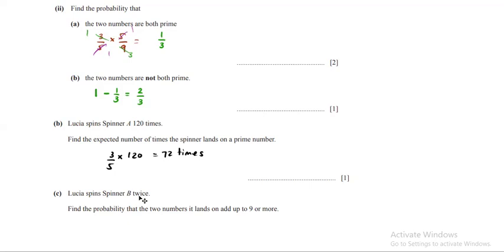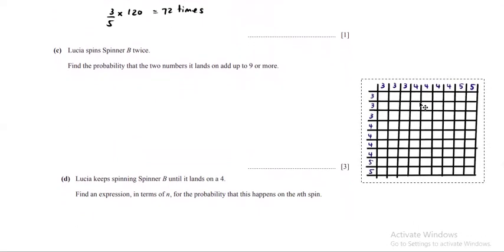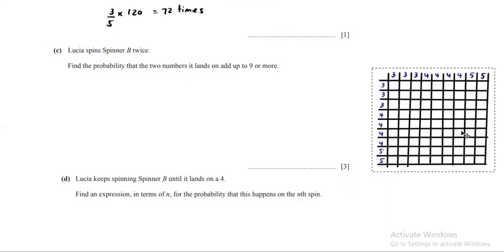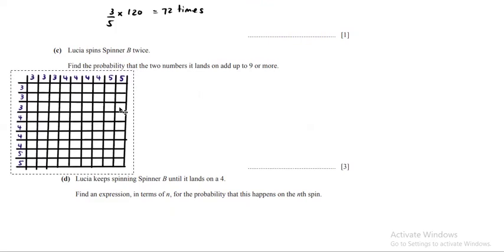Lucia spins spinner B twice. Find the probability that the 2 numbers it lands on add up to 9 or more. So I'm going to explain this question in 2 methods. One is using a small grid like this. And then I will also explain how to do this question without a grid as well. So first, let me explain it without a grid.